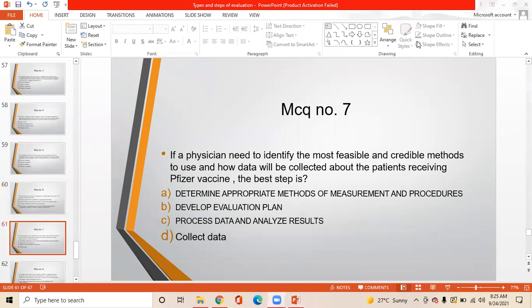MCQ number 7: If a physician needs to identify the most feasible and credible method to use and how data will be collected about the patient receiving a Pfizer vaccine, the best step is: option A is determine appropriate method of measurement and procedure. B is develop evaluation plan. C is process data and analyze result. And D is to collect data.